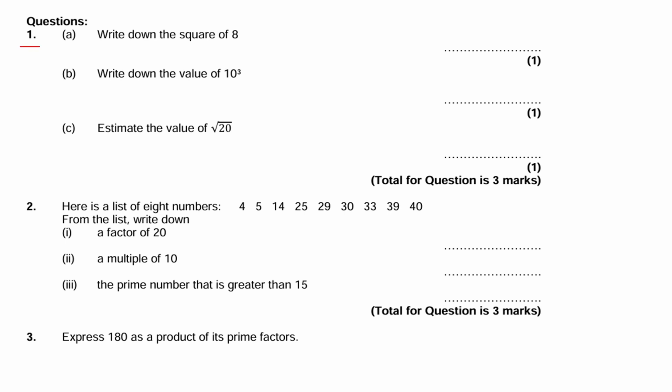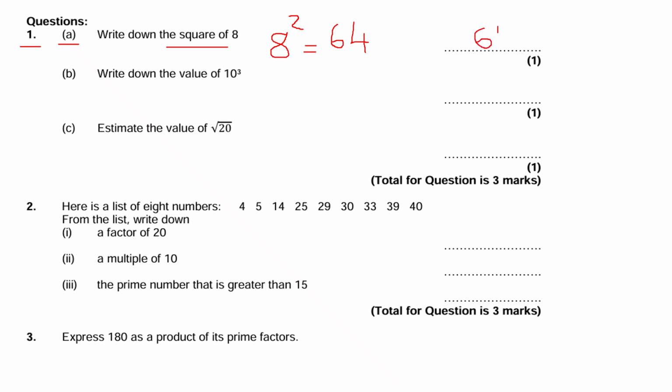Okay, questions. Looking at your questions in the number section. So question 1a, write down the square of 8. So the square of 8 means 8 squared. So 8 to the power of 2. 8 squared means 8 times 8. That will be 64. So 8 to the power of 2 or 8 squared is 64.